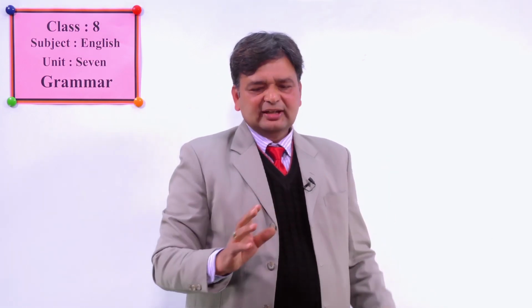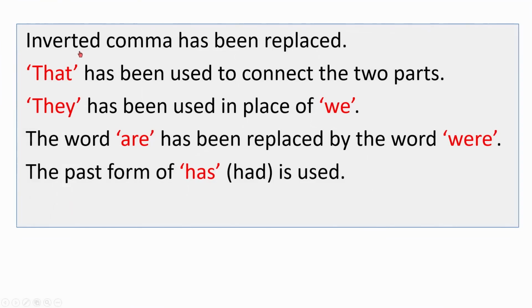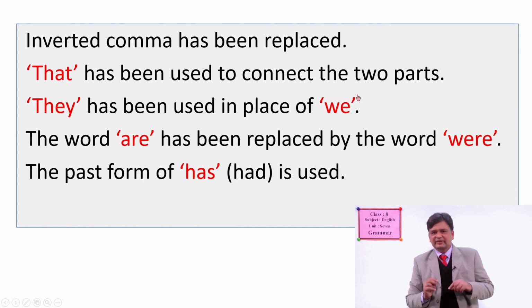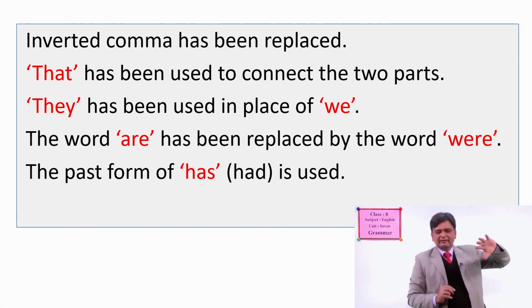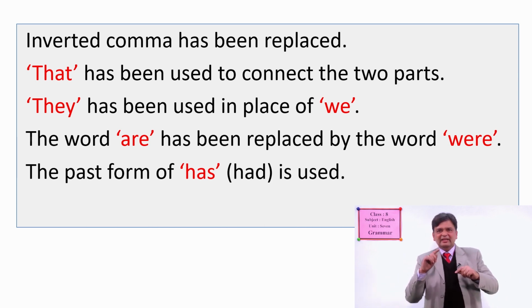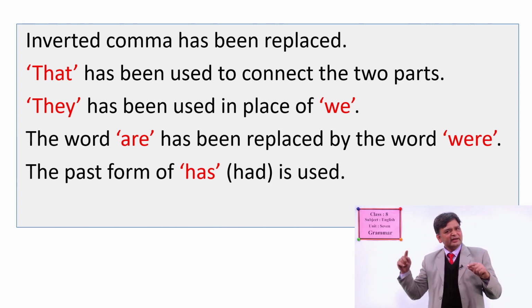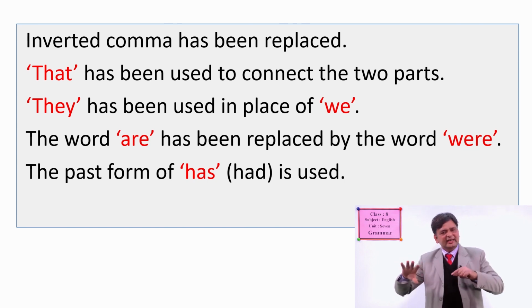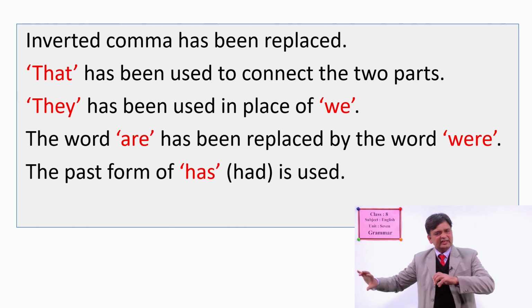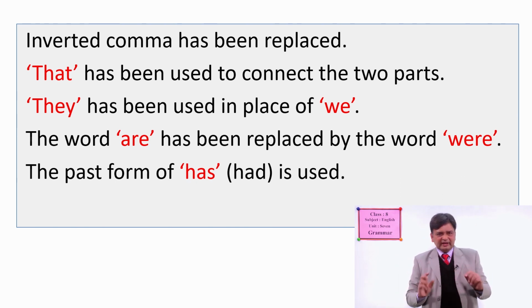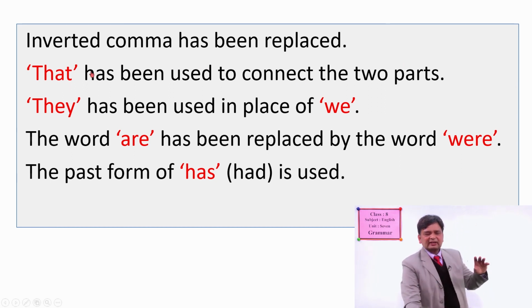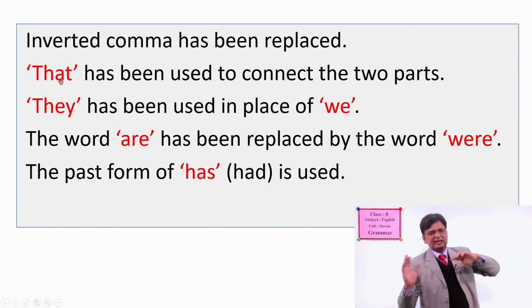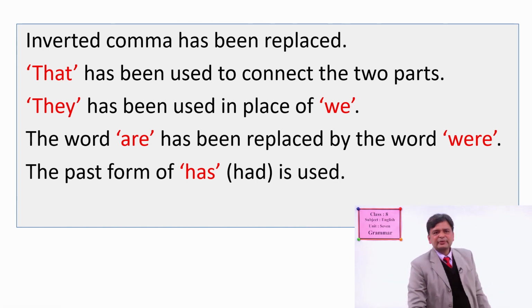During that reporting time, we have made certain changes, right? So firstly, that has been used to connect two parts of the sentence, right? In the sentence, you could see the first part a little bit longer, and when the inverted comma ended, there was a comma, and after that there was a certain thing before the full stop, right? So that has been used, and the last part is taken to the first part, right? And to connect the last part to the first part, we have used that, right?